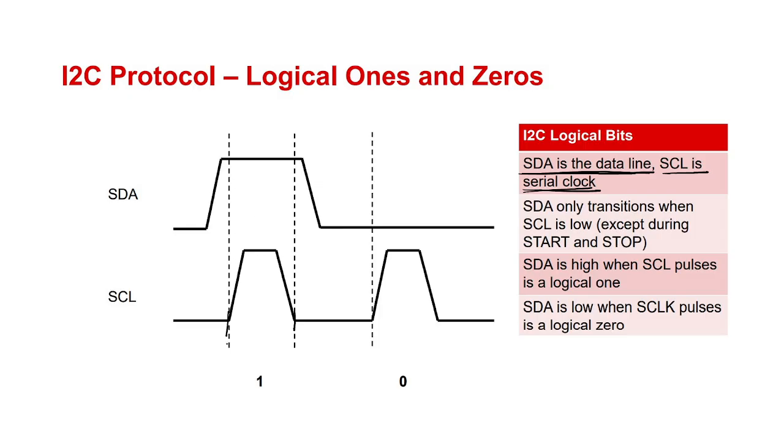So the data is transmitted when SCL is low only, and whatever the data is, it may be 0 or 1. It can be transmitted from master to slave, or read from slave to master. SDA is high when the SCL pulse is logic 1 and SDA is low when the SCL pulse is logic 0. What you need to remember is that the 1 or 0 is transmitted through SDA when SCL is equal to 0. So this is logic ones and zeros.